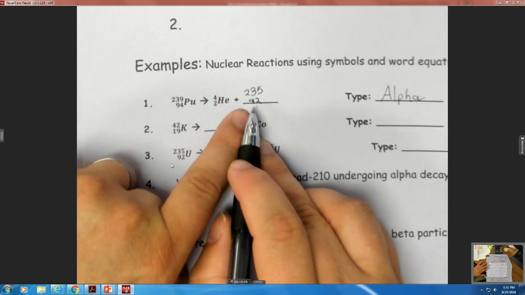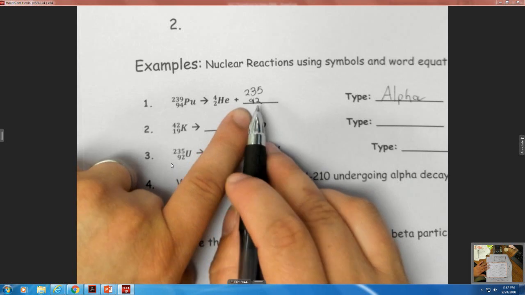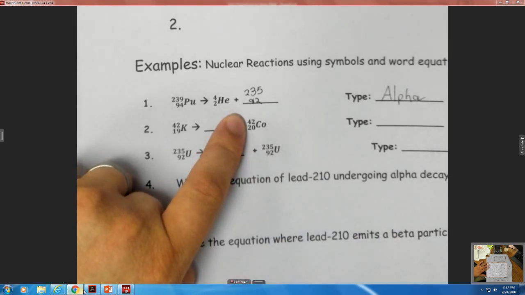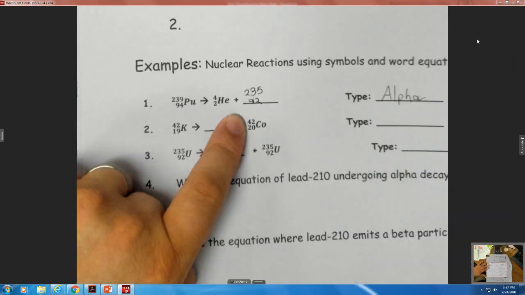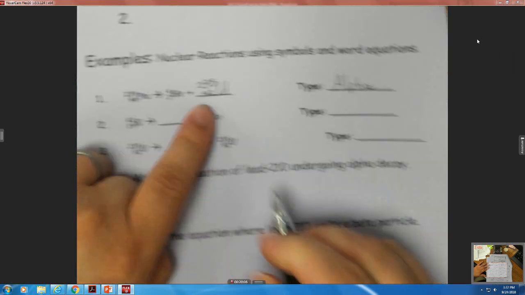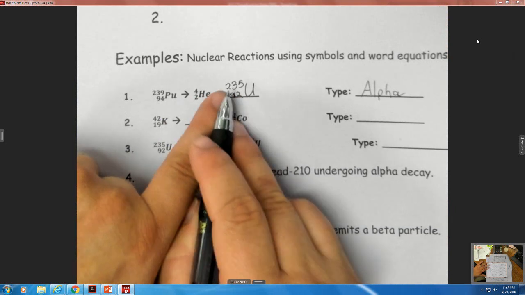So 235 over 92. Well, what do I do? I go ahead and look up what the new element's going to be. I just need to look up atomic number 92, so I can flip to a periodic table. Here's conveniently one on my desktop. And atomic number 92, okay, it's down here. It's uranium. So uranium is going to be the new element that is present. So plutonium emitted an alpha particle and it became uranium-235.